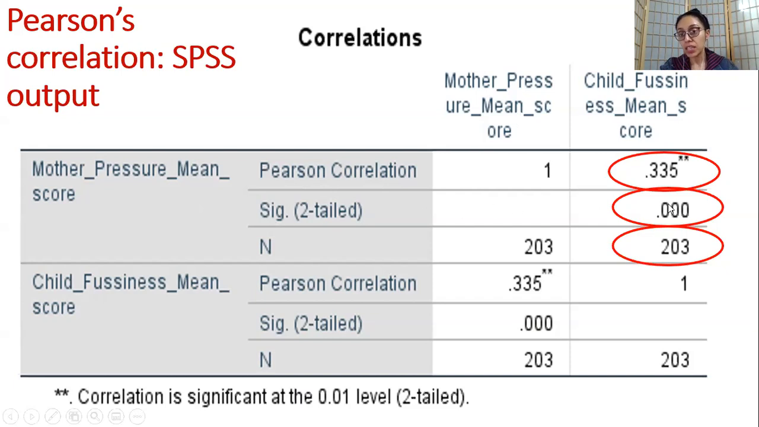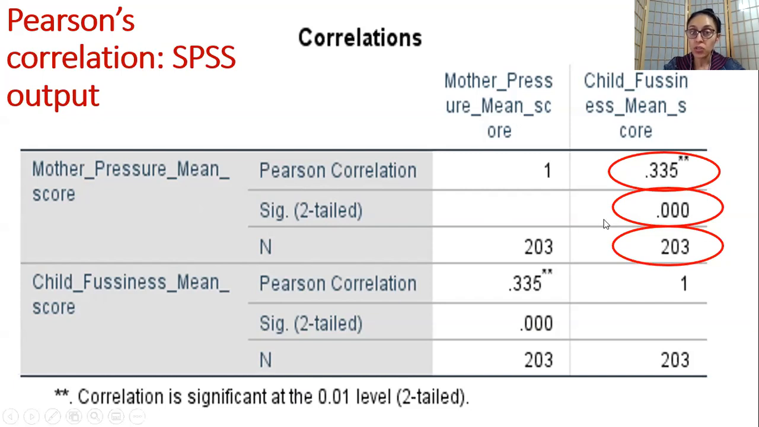This is my significant p value. As you can see, it is 0.000. How do I write this result? P is less than 0.001. That's how you write it. My sample size is 203. So this is on 203 mothers and children. That is my sample size.